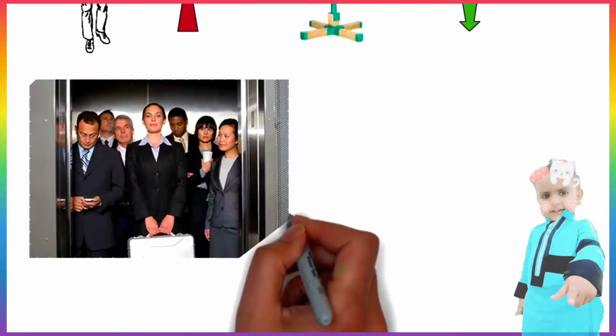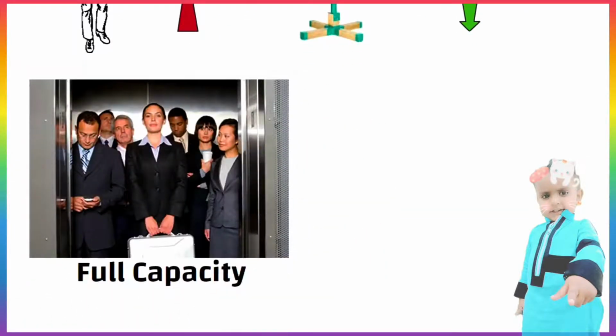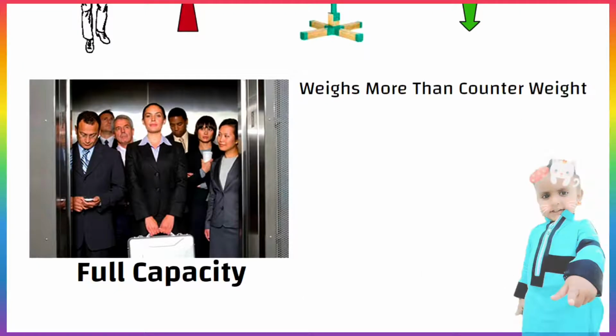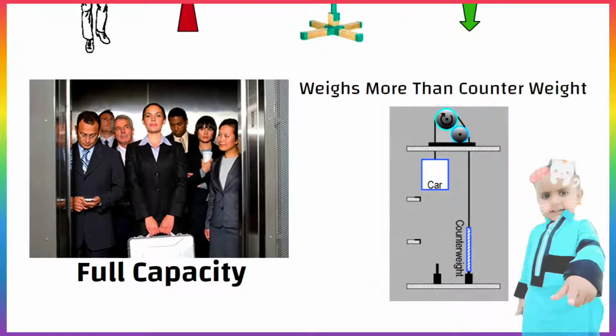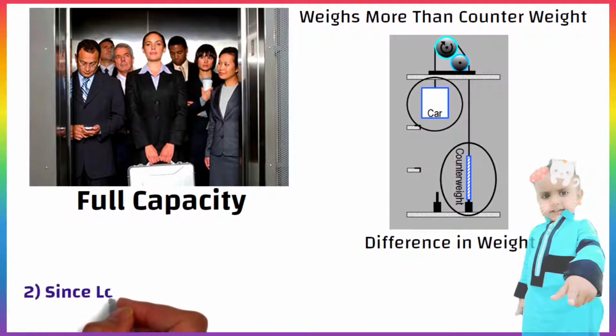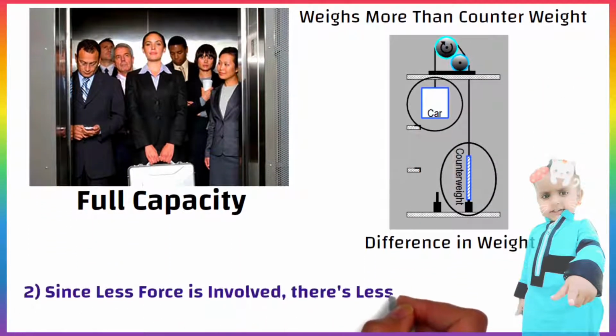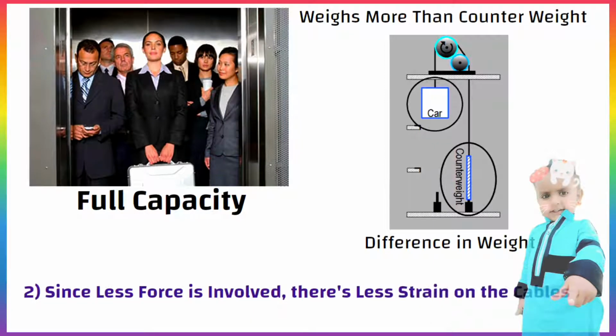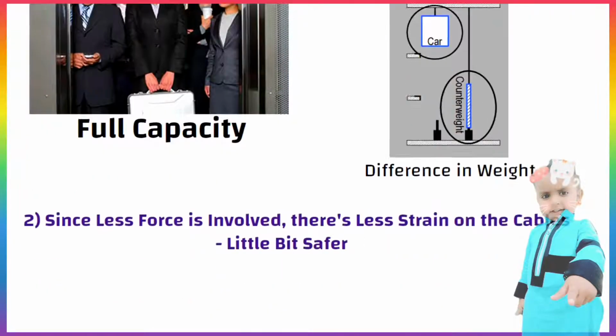Suppose the lift is loaded at its full capacity, which means it weighs more than the counterweight. In this case, the motor has to lift the difference in weight between the two and supply a bit of extra force to overcome friction in the pulleys and so on. Since less force is involved, there is less strain on the cables, which makes the elevator a little bit safer.